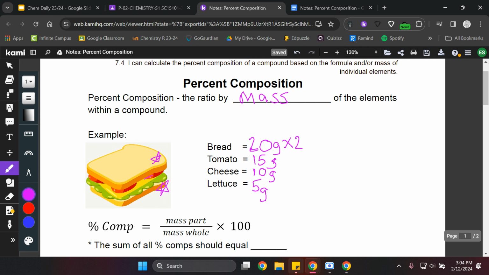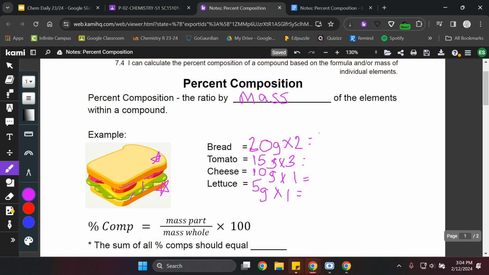For the tomato, there are 1, 2, 3 slices of tomato. So we multiply that by 3. There is 1 slice of cheese, multiply that by 1, and there is 1 lettuce leaf. So we multiply that by 1. And in doing so, we get the mass of each individual piece, each individual component, of the sandwich.